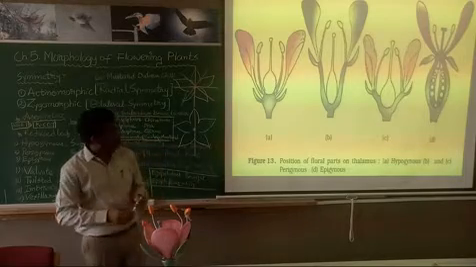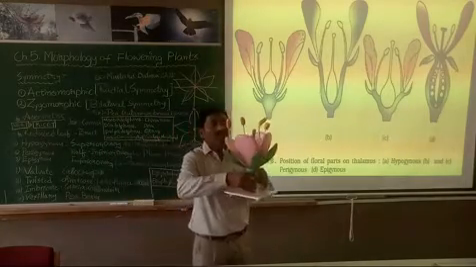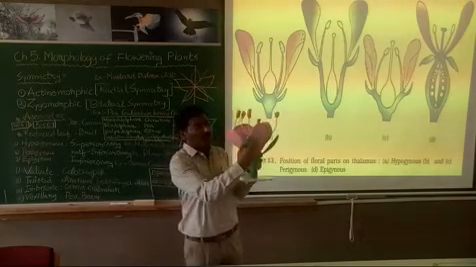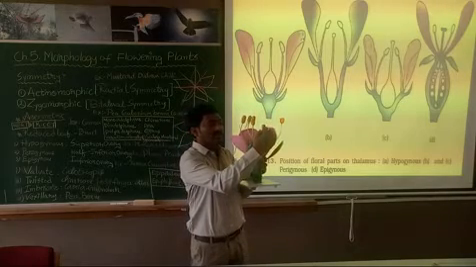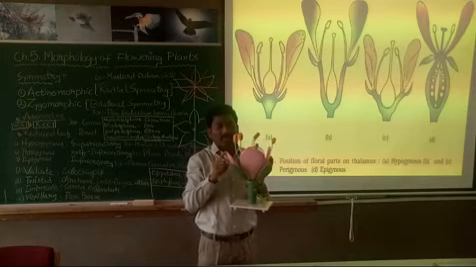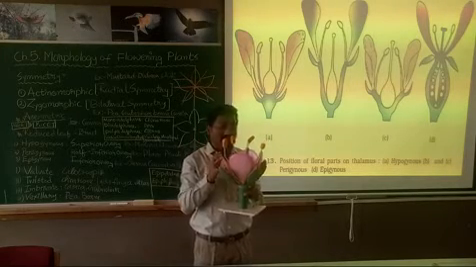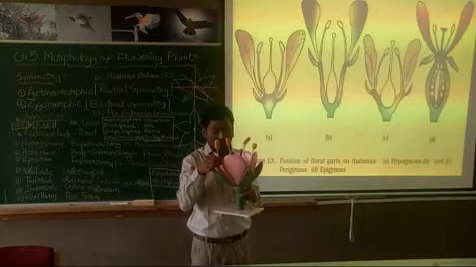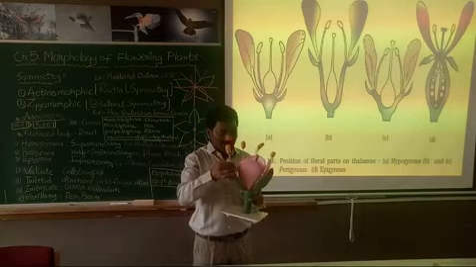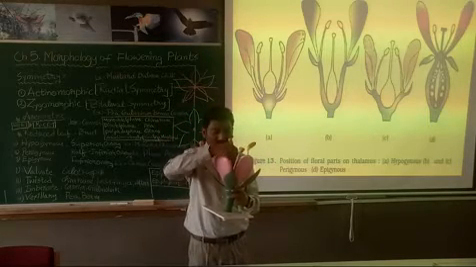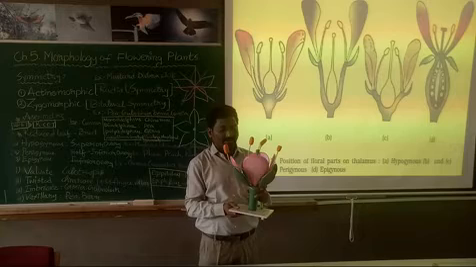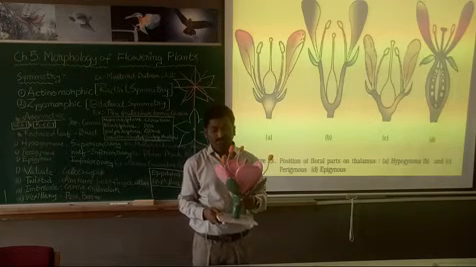Next, one more important point. Here you can see all the four parts are present in this flower. Here you can see the model of the flower. So the outer one is calyx, the inner one is corolla, followed by androecium and gynoecium. So in this flower, both male and female reproductive parts are present. The male reproductive part is androecium, which consists of a number of stamens, and the female reproductive part is gynoecium, which consists of carpels. So this flower has both male and female reproductive parts, named as bisexual flower.